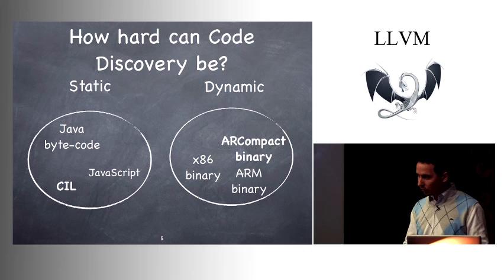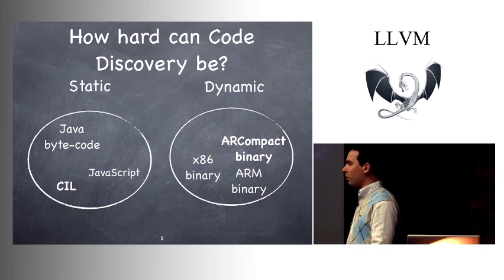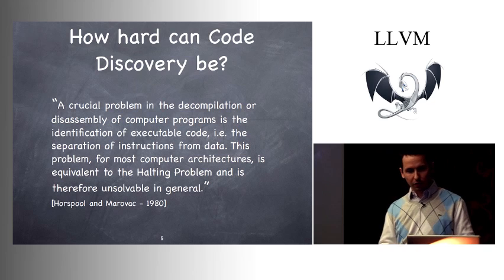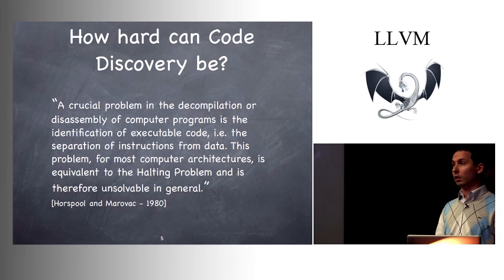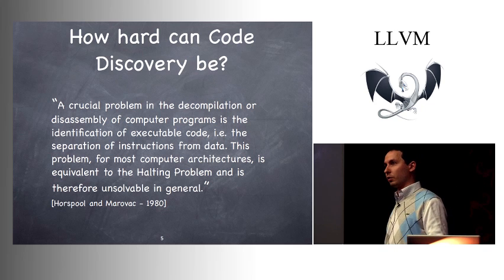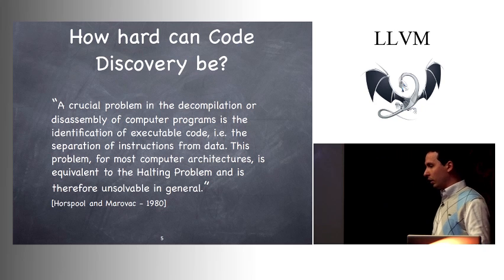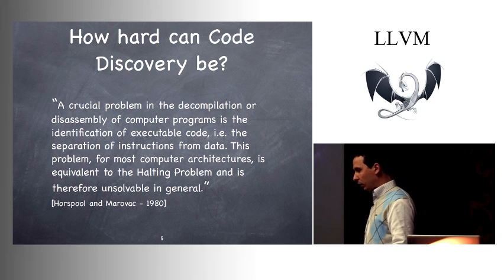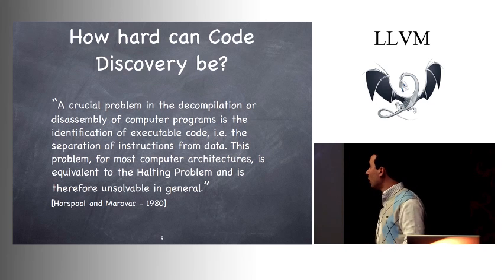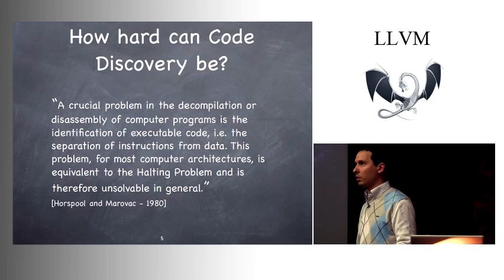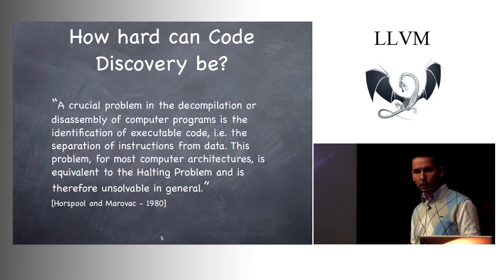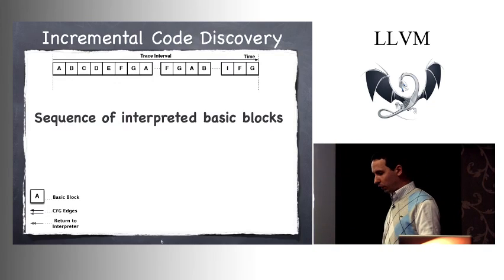Now this isn't anything new. Already in 1980, Horspool and Moravec proved that the problem of identifying executable code, so separating instructions from data in a binary, is equivalent to the halting problem and therefore unsolvable in general. So there's just no way to look at a binary and precompile it up front. That means that when you're doing dynamic binary translation or instruction set simulation for such instruction sets, you have to incrementally discover code in hotspots.